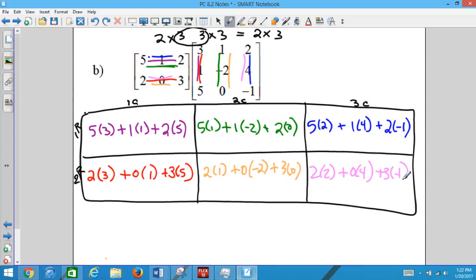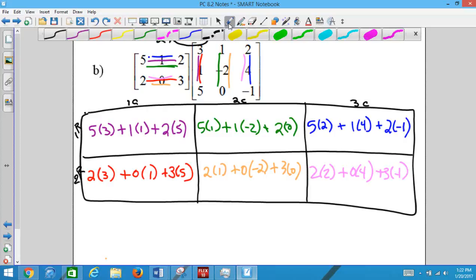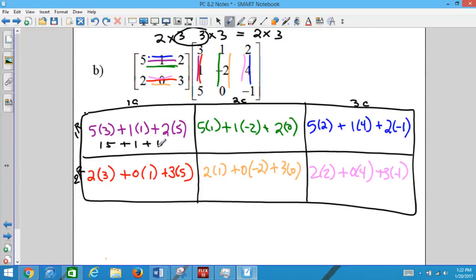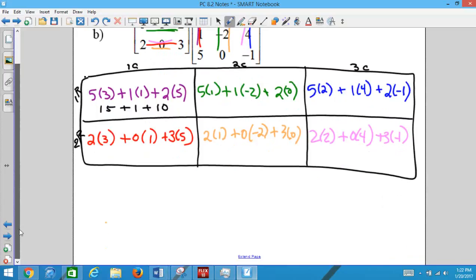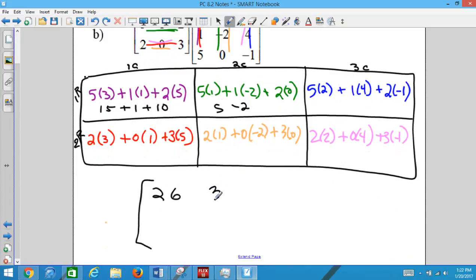Now all you have to do is multiply and add them up. And we'll get our 2 by 3 matrix here. So I'll add all these. I'll get 15 plus 1 plus 10. That's 26. 5 minus 2 plus 0, 3. 10 plus 4 minus 2, 12. 6 plus 15, 21, 2.